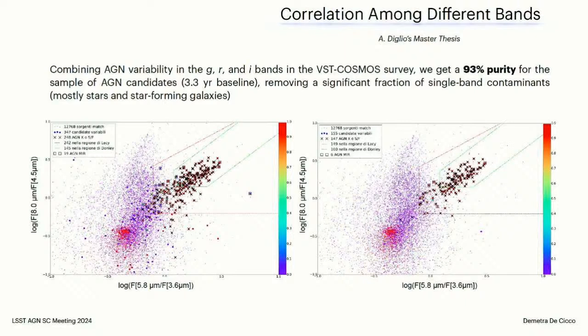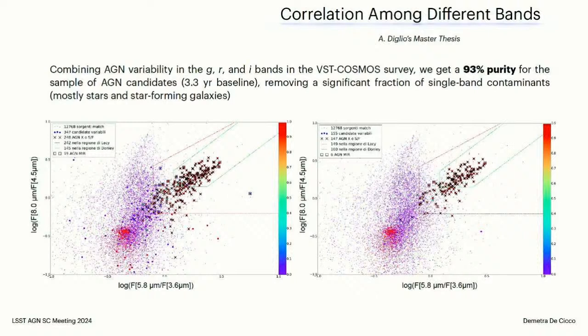You see here you have the most reliable selection of AGN. Here you have some star-forming contamination in principle, but still this could be AGN. And you see, a lot of sources are outside of this area here. But if you combine the three bands together, meaning that you require a source to be variable in R, G, and I band at the same time, you will have a much cleaner sample. It will get a 93% purity in this case.